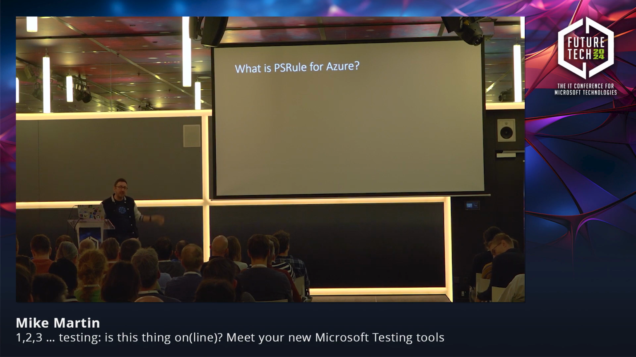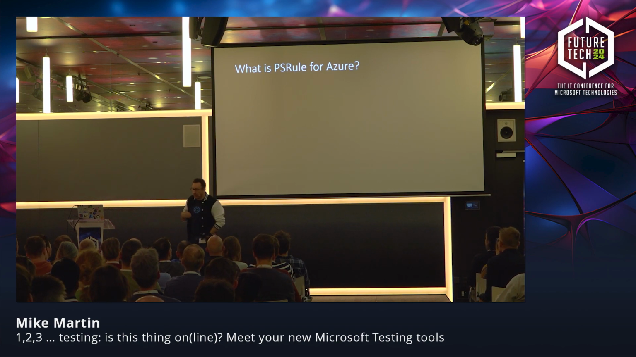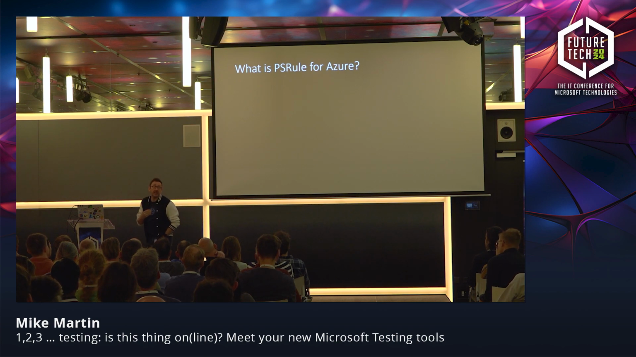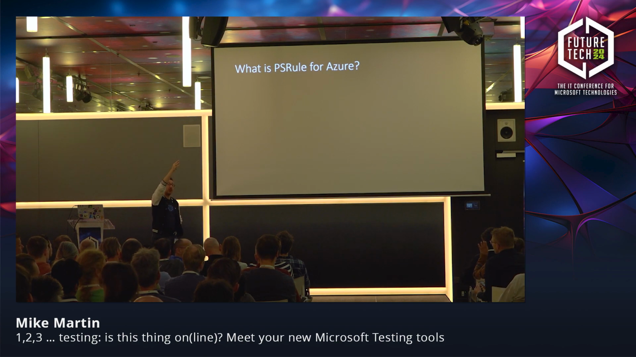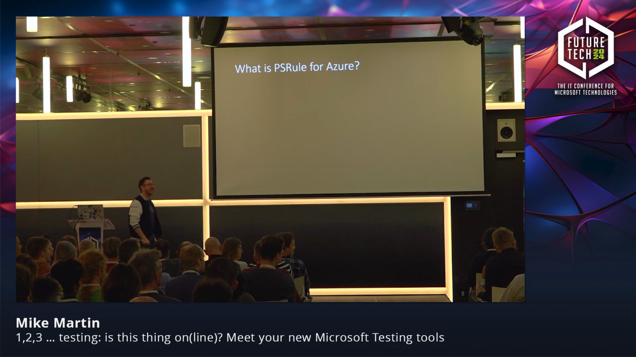But if there's one thing that you really need to do when you're doing testing, it is looking at PSRule, specifically if you're doing Azure. Who is not doing Azure here? One girl. Well, two girls and then two guys. Yeah. All right. Shame on you. Yeah, that's what they all say.